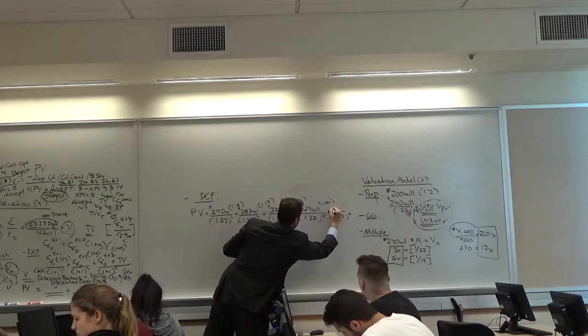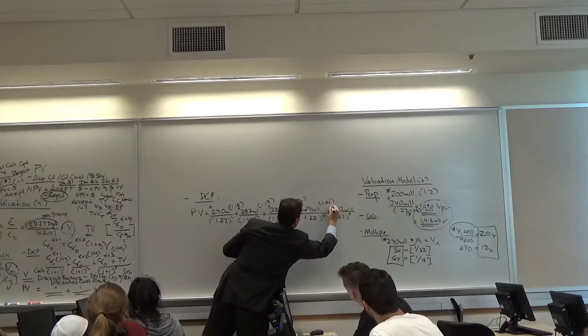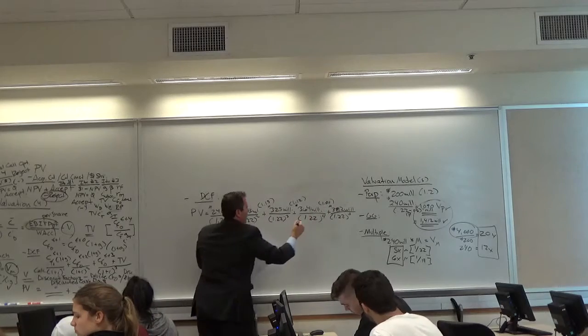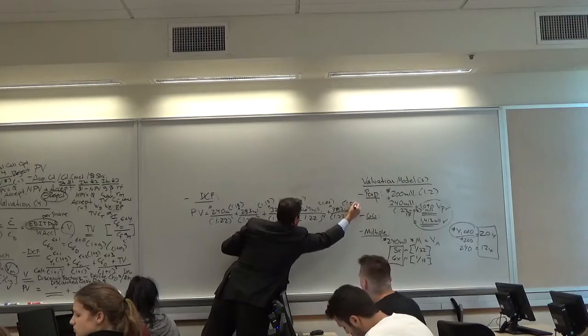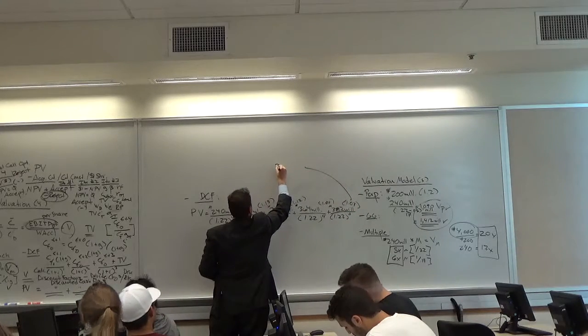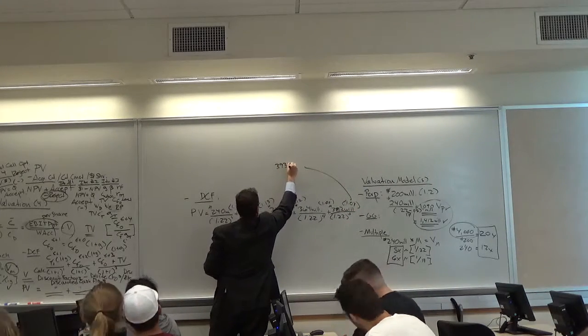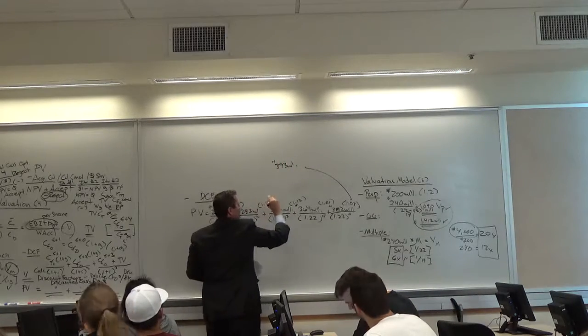What's this? 382. Okay, and then what do we do now? Grow it out one more year to find the general value. What do we grow it out by? 1.03. Okay, and what do we get? 393. Okay, and then what do we do? Add it.